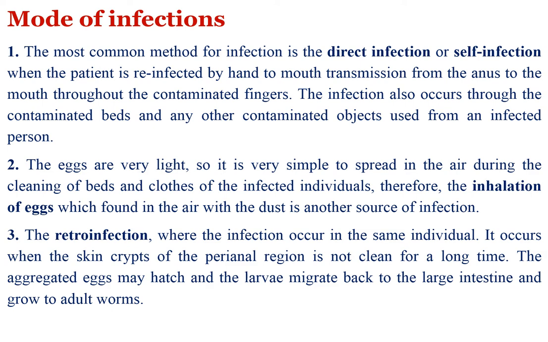3. The retroinfection, where the infection occurs in the same individual. It occurs when the skin crypts of the perianal region are not clean for a long time. The aggregated eggs may hatch and the larvae migrate back to the large intestine and grow to adult worms.